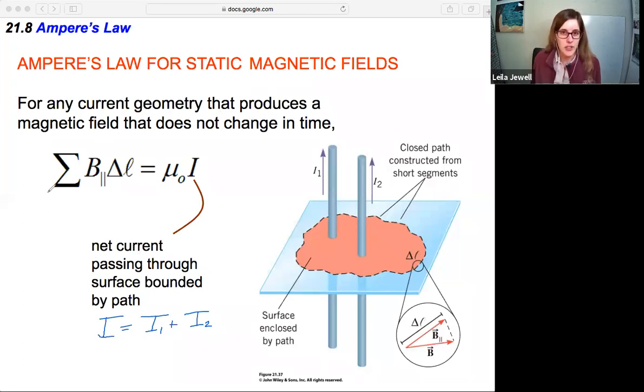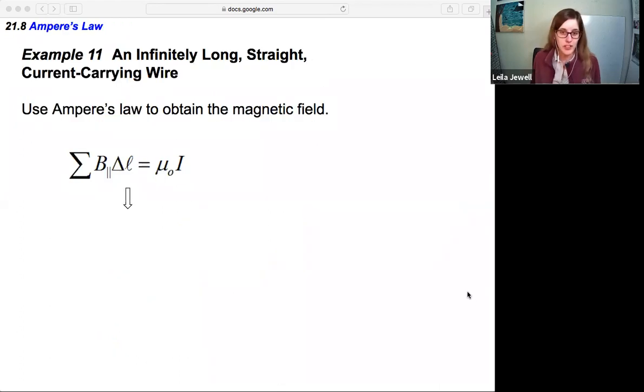Now for this summation, that's easiest to see perhaps with a more specific example. So let's take a look at an example. Example 11, an infinitely long straight current carrying wire. Use Ampere's law to obtain the magnetic field. So we have Ampere's law, the sum of the parallel magnetic field components times the short length segments of our arbitrary path are equal to mu naught times I. So if we have an infinitely long straight wire, we could picture that for a moment.